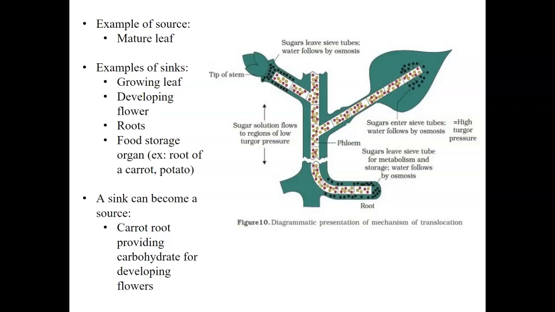However, in nature, if a carrot was left to grow, in its second year of its life cycle, the carrot itself, the root vegetable itself that used to be a sink, will become a source, because the carrot will now send all those stored carbohydrates upward towards the developing flowers, which is now the sink. So again, this is a really good example of where our sink has now become a source.